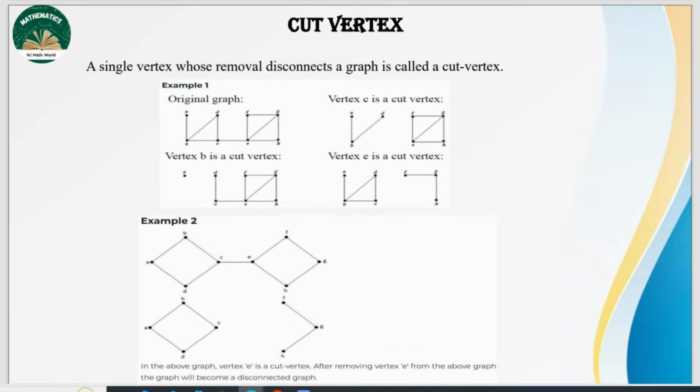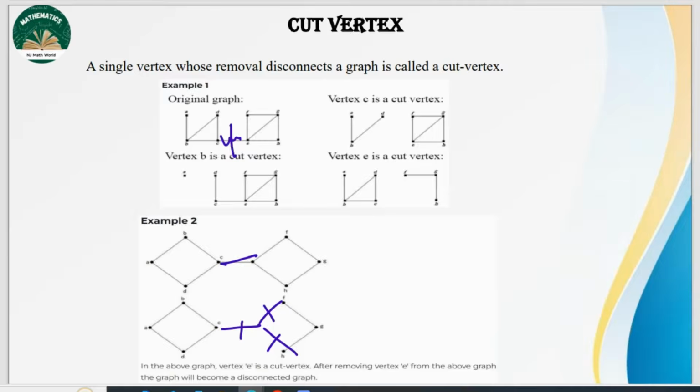Then a cut vertex is a single vertex whose removal disconnects the graph. If there is a vertex and I remove that vertex, it is called a cut vertex. We are just removing one vertex to disconnect the graph. So here, I am just removing that part from here, and then I am removing these two edges so that it gets disconnected.